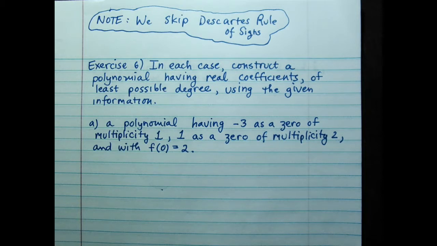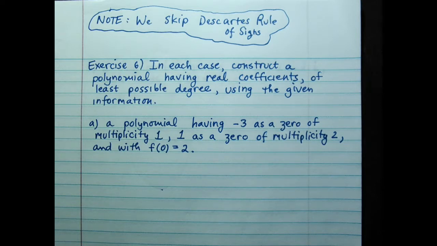Just note at the top a little commercial. We are skipping something called Descartes' rule of signs. It's really not that important. It is in the textbook though, so you may wonder why it's highlighted in the textbook, but we're just skipping that material totally. No problem with that.